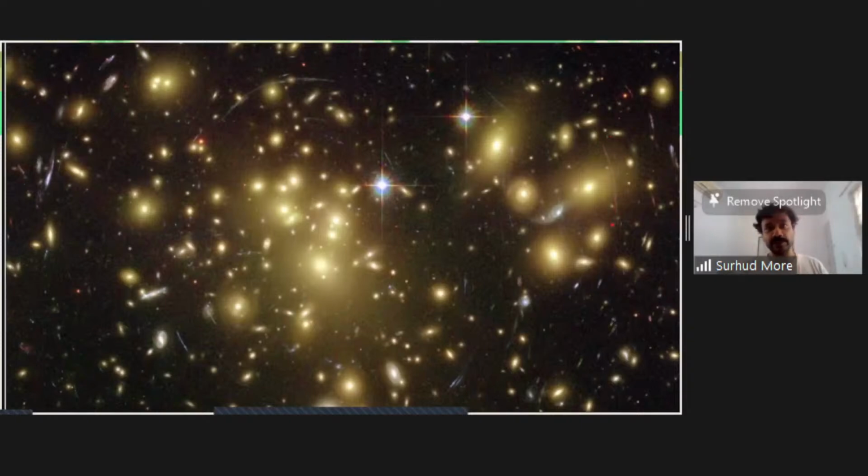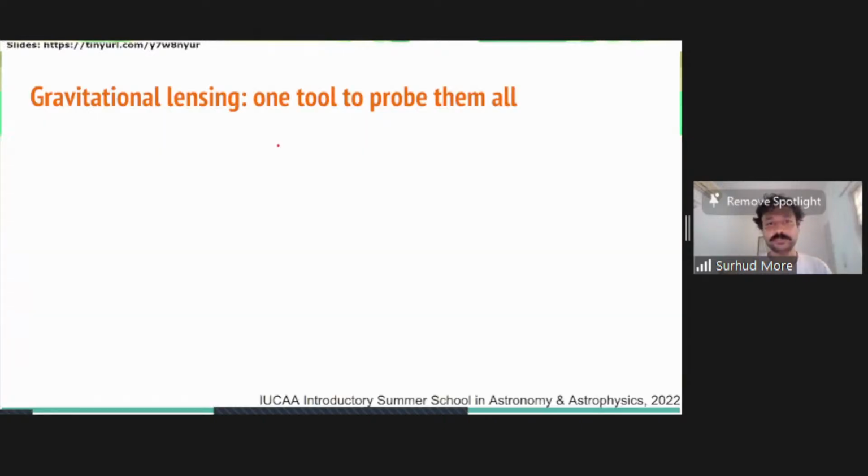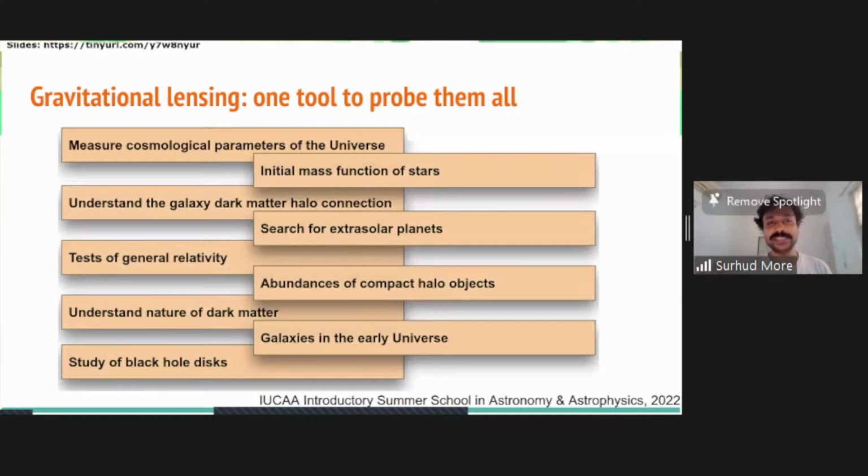So what we are going to do is to learn how to use these kinds of objects in order to learn about the matter distribution within these galaxies or within this galaxy cluster. Okay? So gravitational lensing is one tool to probe them all. You can measure cosmological parameters. You can understand the connection between galaxies and their dark matter halos. You can do tests of GR. You can understand the nature of dark matter. You can do many, many things, right? For all the things that I have listed here, there are research papers on it, and it is increasingly becoming a more and more useful tool.